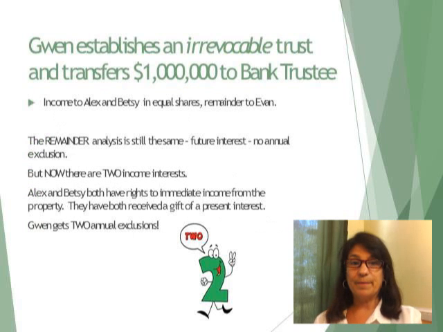Okay, change it a little bit. Income to Alex and Betsy in equal shares, and then the remainder to Evan. Well, the remainder still is exactly the same. Nothing changes. That's a future interest. No annual exclusion. But now we have two income interests. And so we ask the same question for each of them. Do they have an immediate right to use, enjoyment, possession, or income? And assuming that the income will be paid at least annually, yes, they do. And Gwen gets 2 annual exclusions. Isn't that slick? Of course, now Alex and Betsy are each only getting half the income.